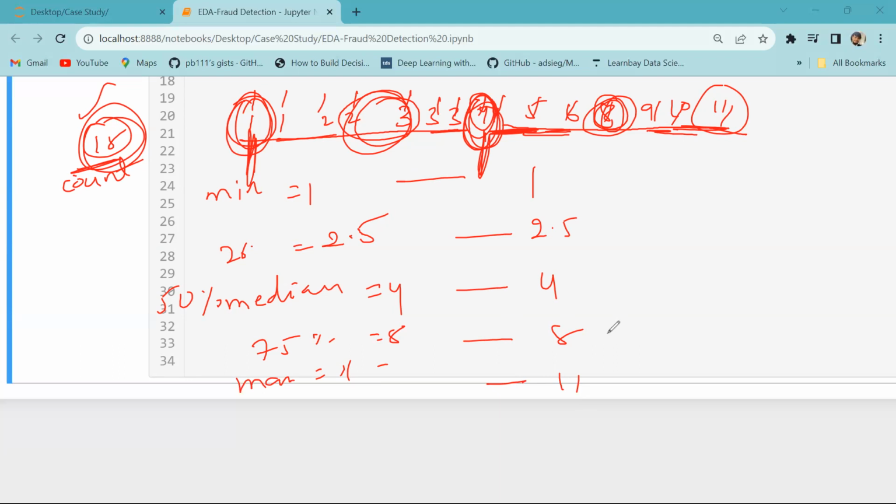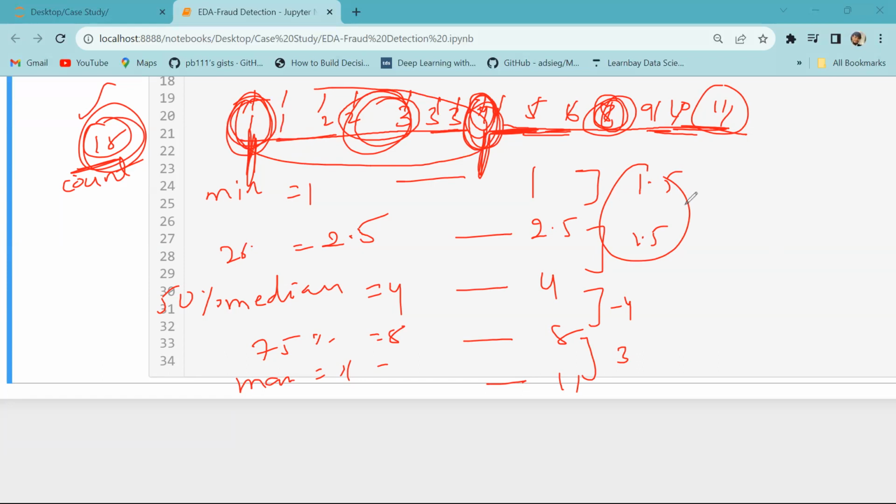Here the difference is 1.5, here the difference is 1.5, but here the difference is 4, here the difference is 3, right? So the data is not exactly the same. Here the data was normally distributed, so that's the reason we get the same difference. But above the median, the data was not distributed normally, so there is some variation. That's the reason the difference is not the same. Clear?